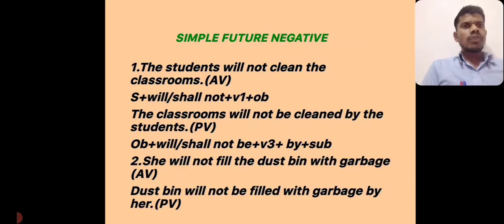Next one, what will be the structure for simple future negative? First we need to use the subject, then will not plus V1, then the object. Here we see that the students are the subject. Will not clean is the verb. Then the object is the room.